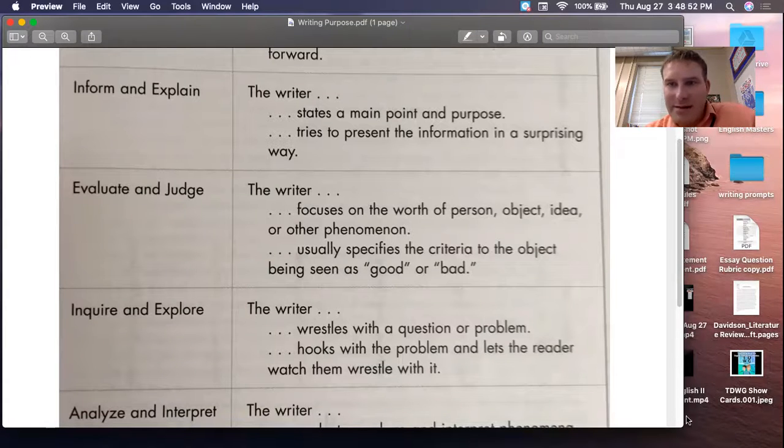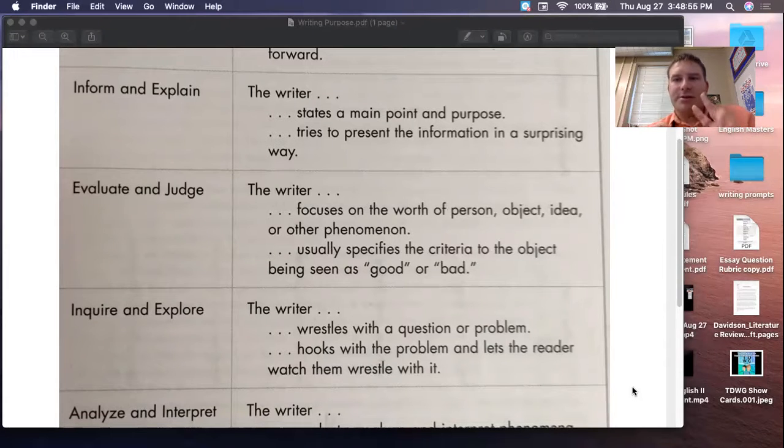So that's all you have to do. You're going to watch the 2 videos, tell me what each video's purpose is, and then give me evidence that supports that being the purpose. And that's it for today. Next week, we'll actually start digging in and trying our hands at these purposes, these styles of writing ourselves.